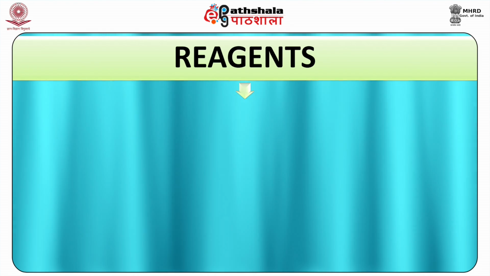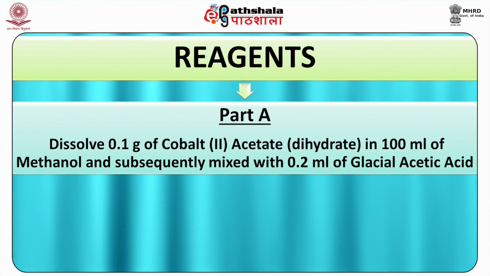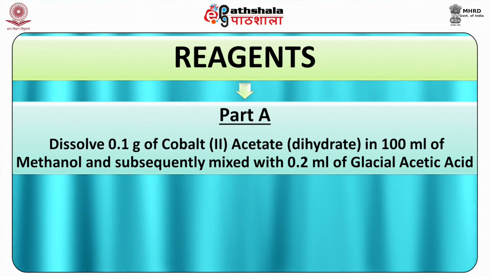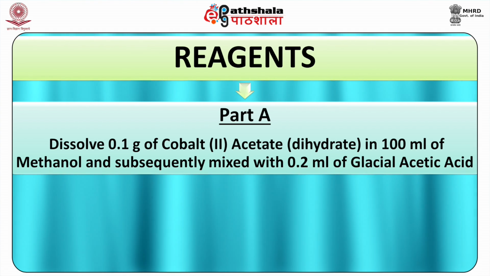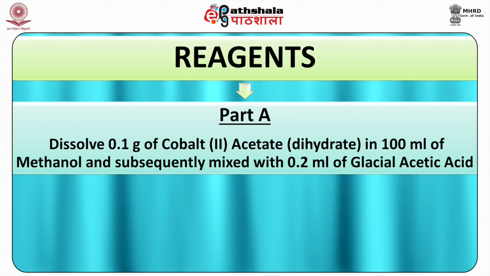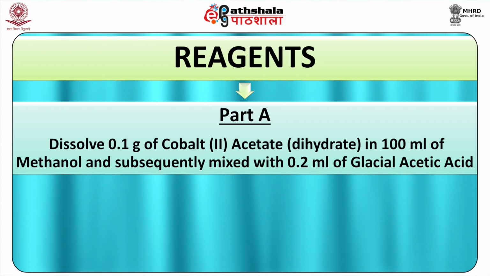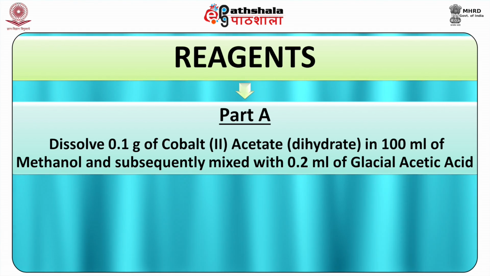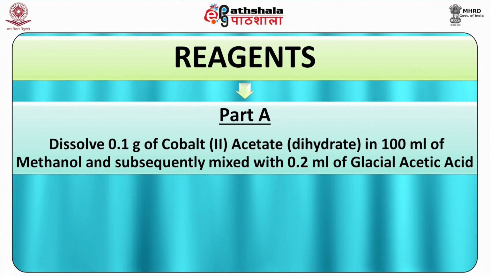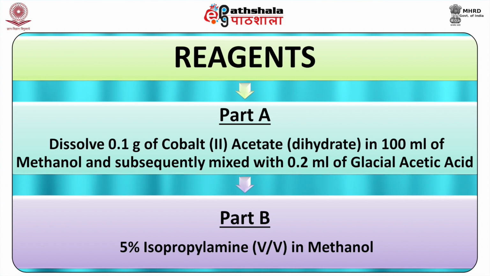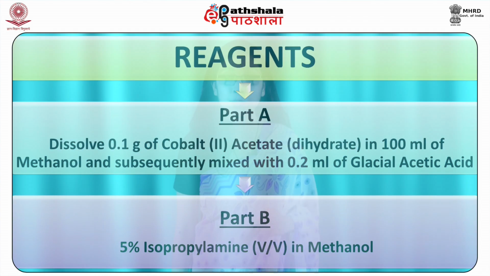Preparation of reagent. For part A, this is prepared by dissolving 0.1 gram of cobalt acetate dihydrate in 100 ml of methanol and subsequently mixed with 0.2 ml of glacial acetic acid. For part B, this is a 5% isopropylamine volume by volume in methanol. Dille-Koppanyi test reagent is used as a simple spot test to presumptively identify barbiturates.